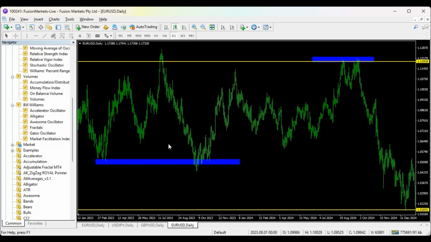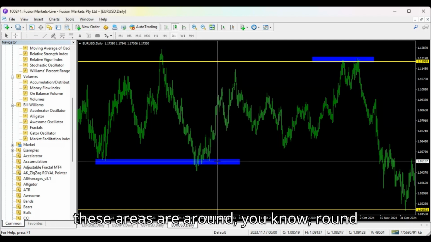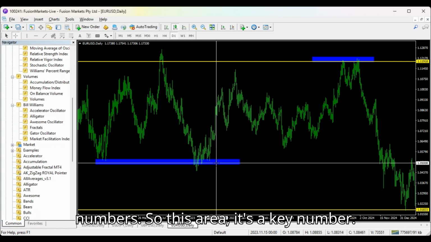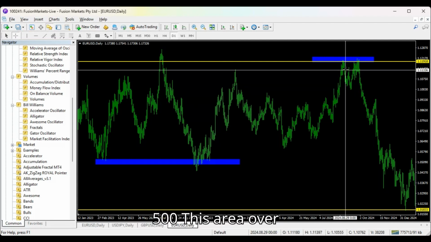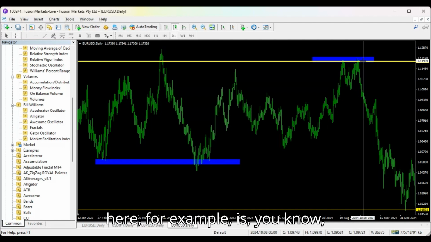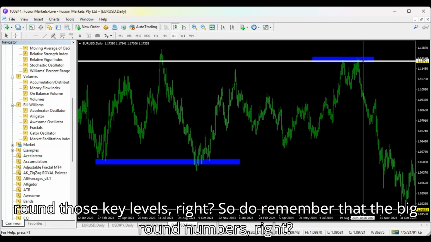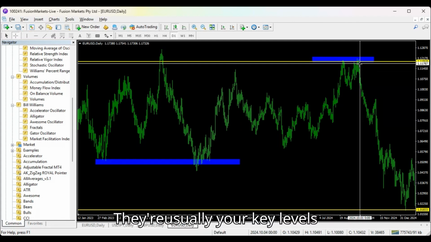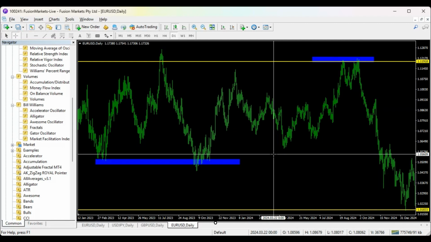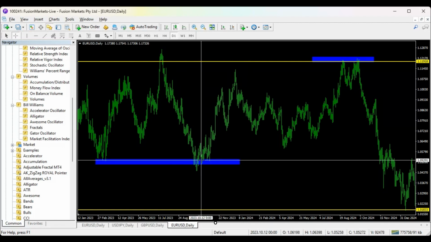More often than not, these areas are around round numbers. So this area is a key number, 1.0500. This area over here, for example, is around 1.1200. So anything ending in round zero numbers, they're usually your key levels to look out for, right? From experience, I know the Euro USD usually bounces on the major zones, around those key levels. So do remember that. The big round numbers are usually your key levels.